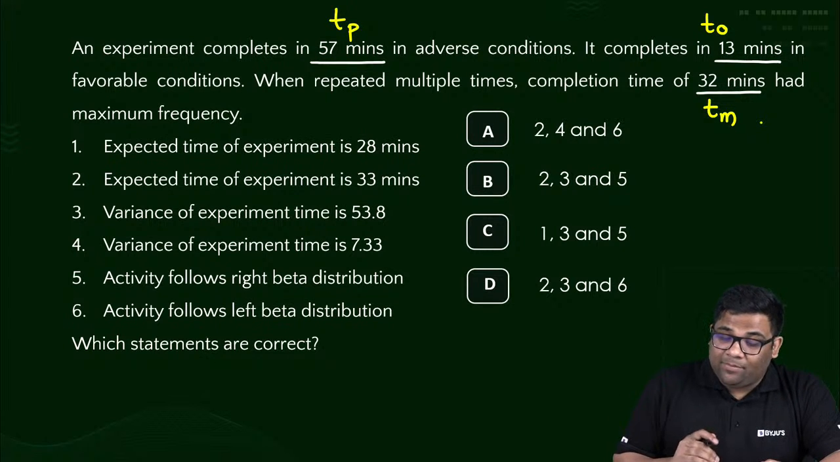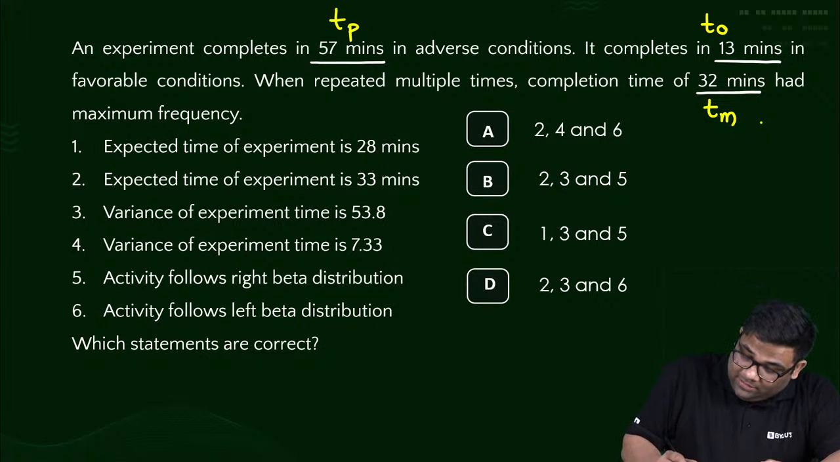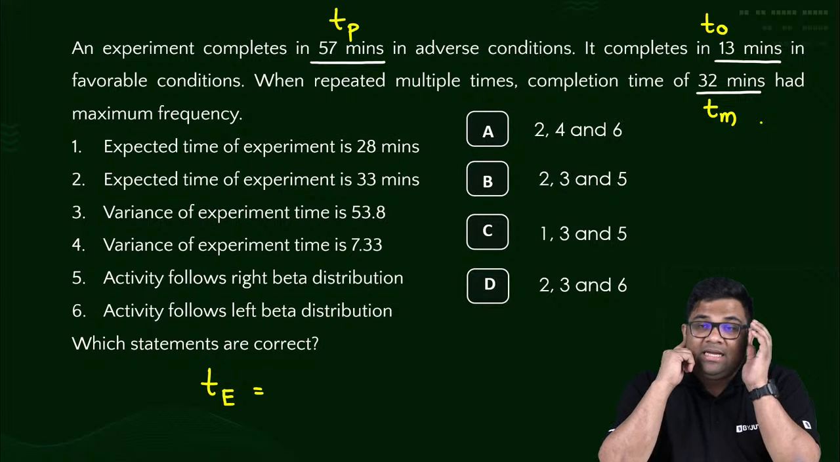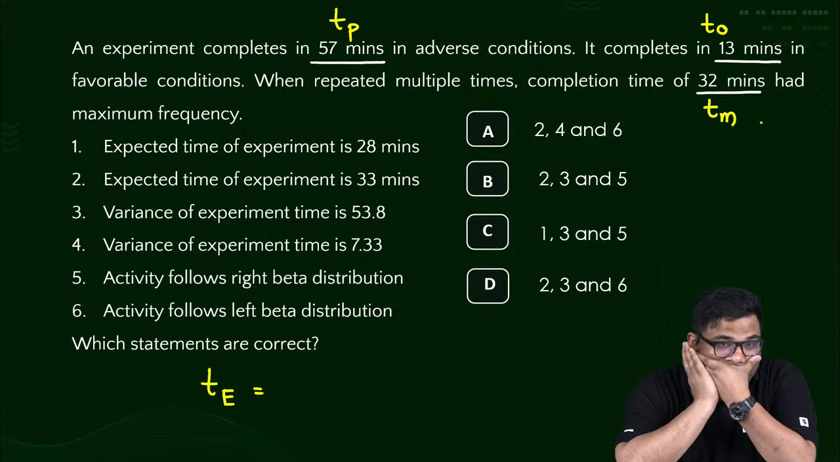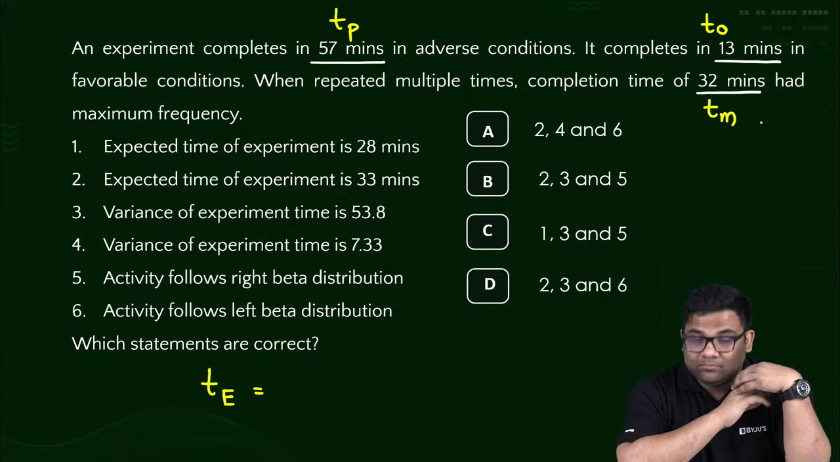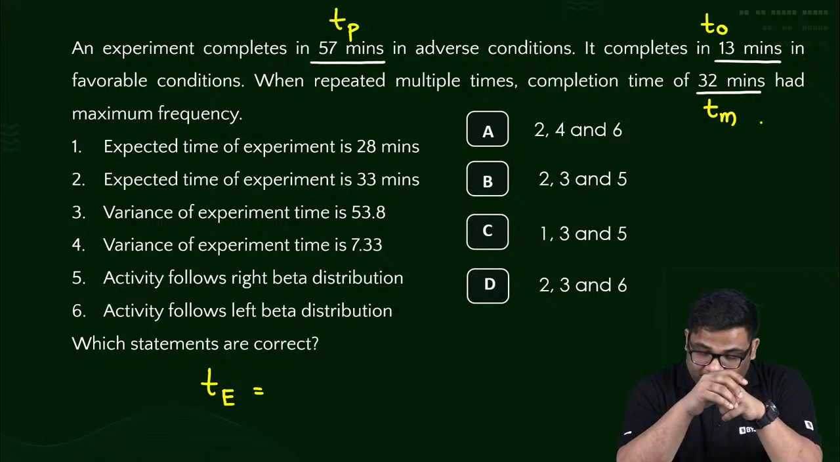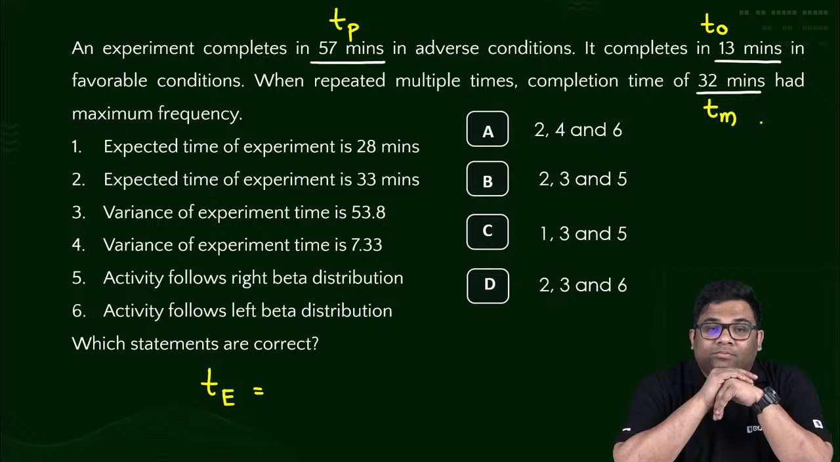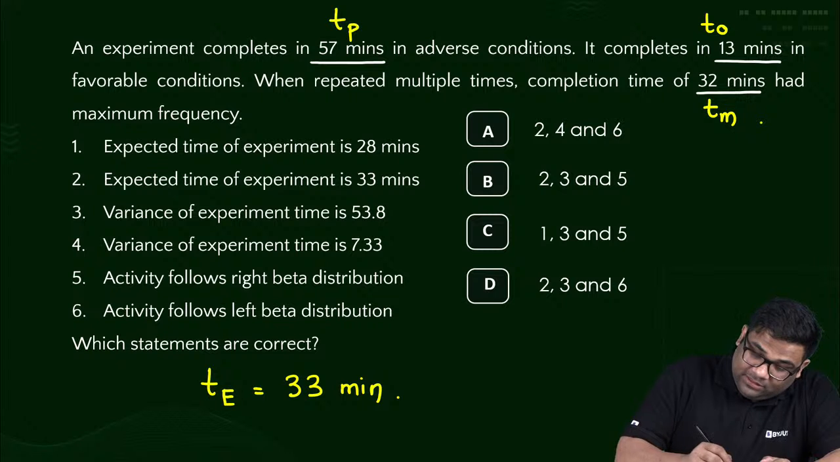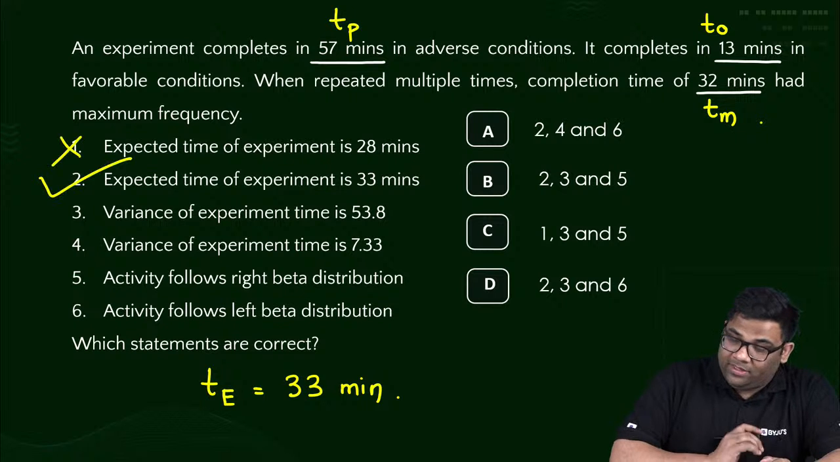Now, the expected time of the experiment is how much? Straightforward, tell me what is the expected time. Very easy. 33 minutes. This is correct, and this is wrong. Very good.